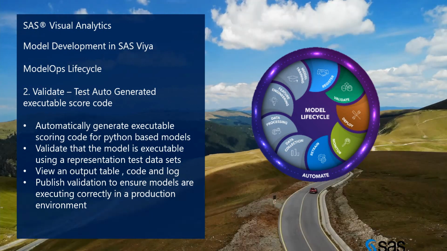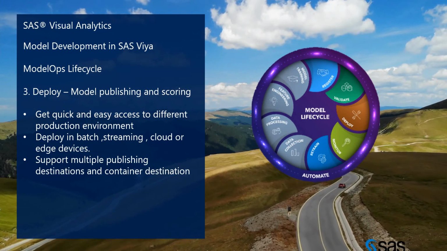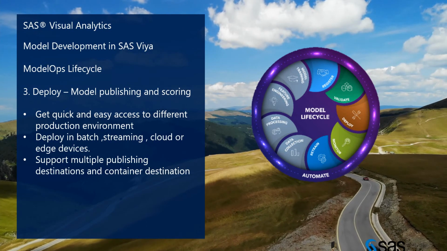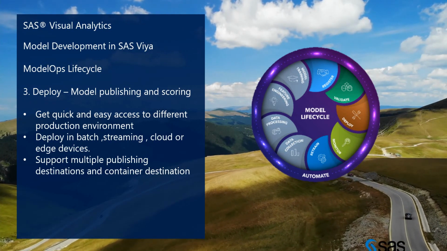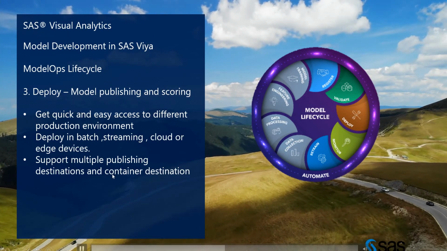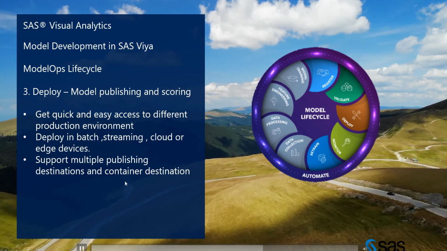Once the model is developed, next we are ready for deployment: model publishing and scoring. You can quickly access different production environments and deploy in batch, streaming, the cloud, or the edge. It supports multiple publishing destinations and container destinations.